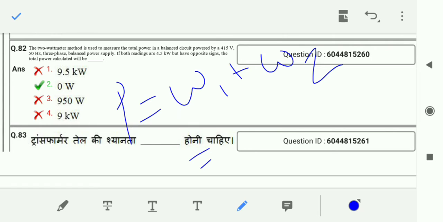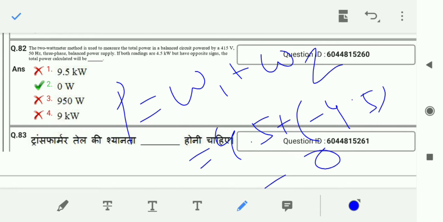We can take any form. So that means what, sir? 4.5 and plus minus 4.5, right? So that is equal to how much, sir? 0, because plus into minus is minus. So 4.5 minus 4.5 is equal to 0 watts. So the answer is 0 watts, sir.